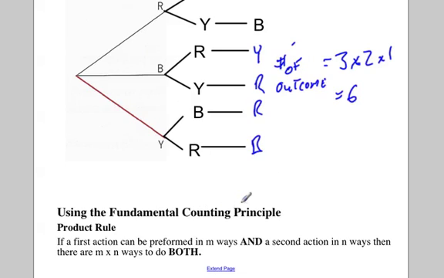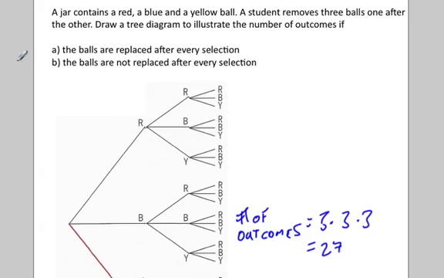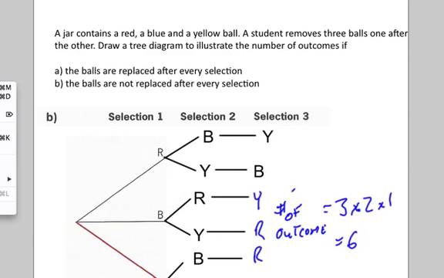So using the fundamental counting principle, the product rule is if the first action can be performed m ways and the second action can be performed n ways, then there are m times n ways to do both. And in the first example, there were three ways we could select the ball. So there's three, and then our second selection, there's still three, and on our third selection, there's still three. So it's 3 times 3 times 3. And if we take a look at when we don't have replacement, then it'll be 3 times 2 times 1 is the number of ways that we can select the balls.